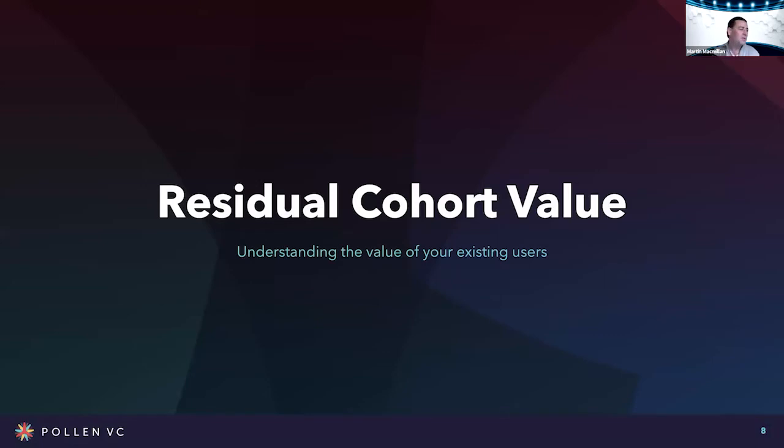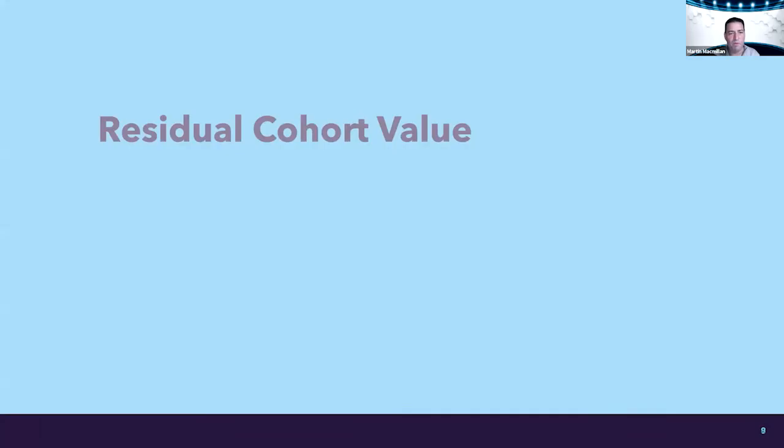So I'm going to introduce a new concept, or at least newish to us, around residual cohort value. This is basically how much value is trapped in your existing users, and how can you price it, figure out a monetary value, and then what can you do with that. So that's really the key thing we're going to explore today.